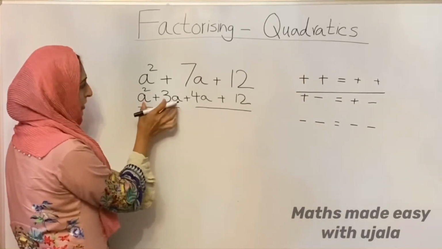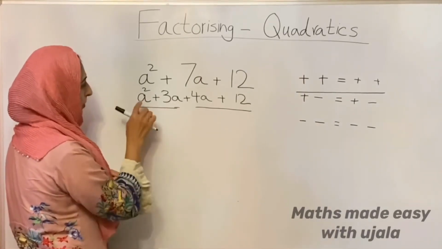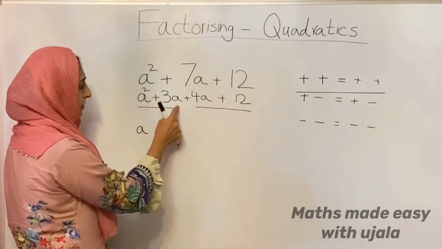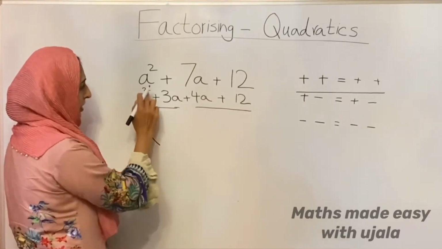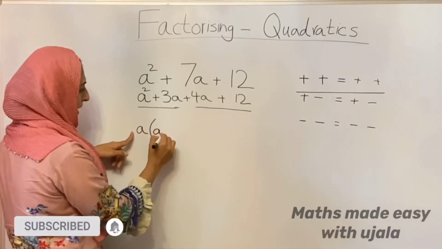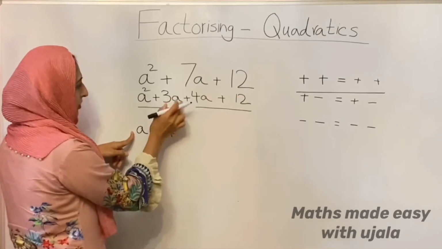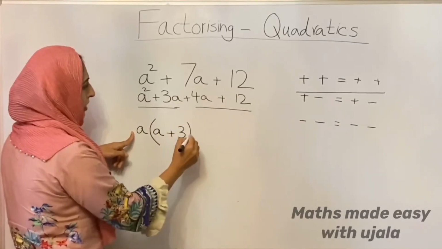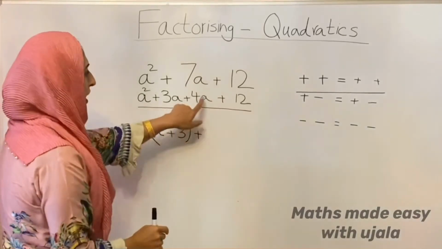What is the common in these two terms? A is common because two A's are here, one A is here. So one A is common in these two terms. Leftovers, from two A's I've taken one A outside, only one A left inside, plus from 3 A's outside is common and 3 left, plus 4A plus 12.